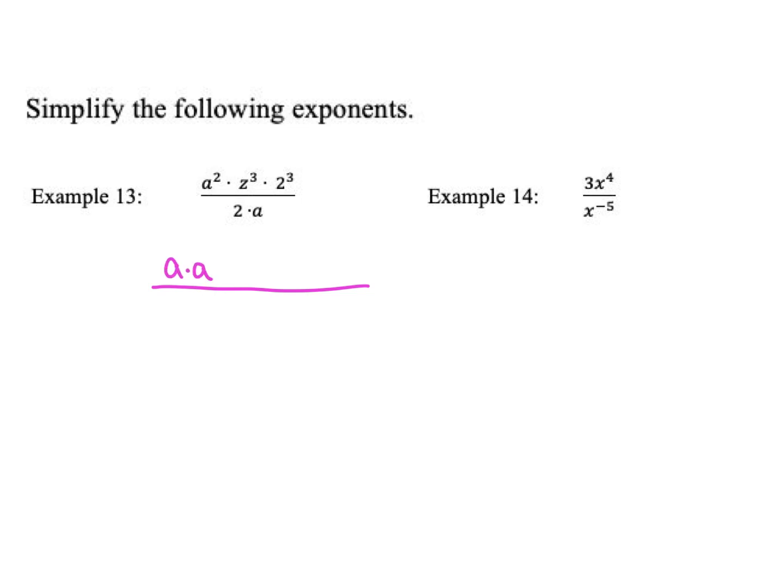How many z's do I have? I have z to the 3rd, so that's 3 z's. 1, 2, 3. And then how many 2's do I have? Oh, I have 3 because it has an exponent of 3. Okay. And then on the bottom, I have 2 times a.